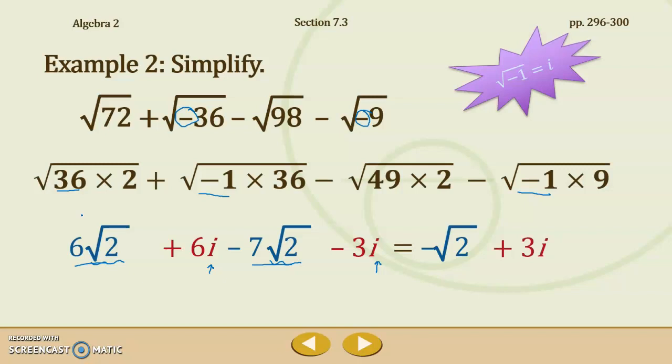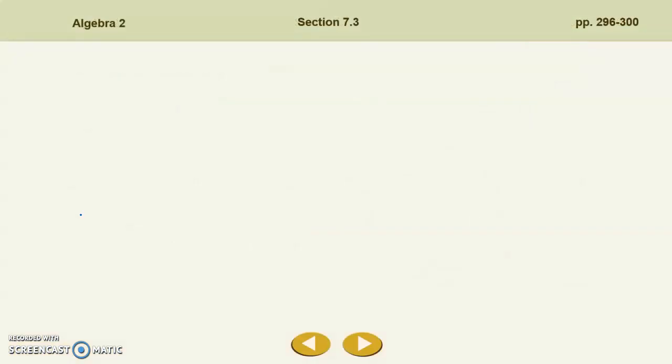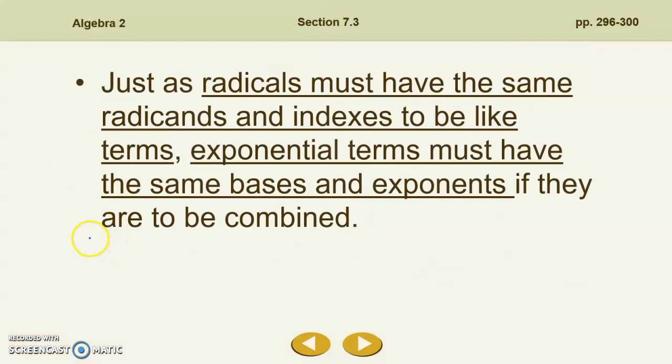Now, it does look like I'm going to run out of time before I get through all these examples. So there will be a part 2 for this, and I'll try to stop it at a reasonable spot here. When adding radicals, just as radicals must have the same radicands and indexes to be like terms, exponential terms must have the same bases and exponents if they are to be combined as well. So in part 2 of this video, we're going to take a look at how to add or subtract exponential terms. We just did radicals and looked at like radicals. In part 2, we'll look at exponents. If you have any questions so far, write those down and be sure to ask me next class.